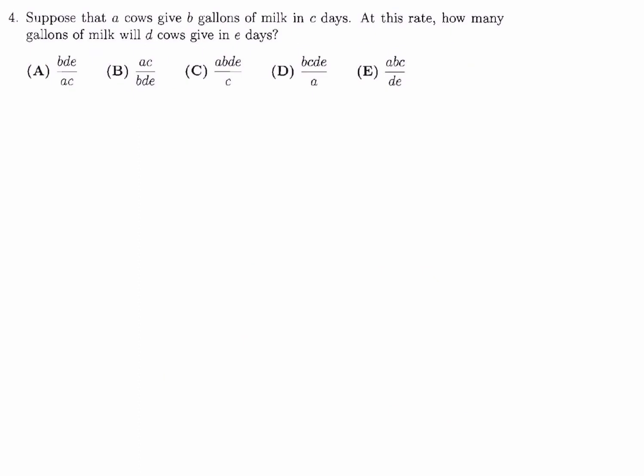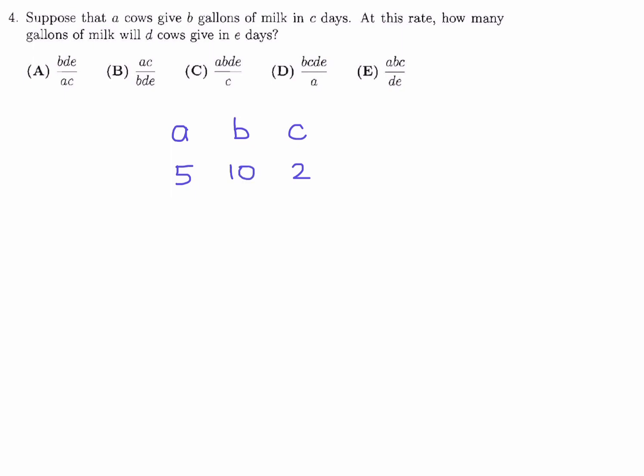Suppose that A cows give B gallons of milk in C days. At this rate, how many gallons of milk will D cows give in E days? Let's make a little table. Let's use some numbers first to explain. Let's say there's 5 cows, and let's say there's 2 days, and over the course of those 2 days, those 5 cows give a total of 10 gallons of milk.